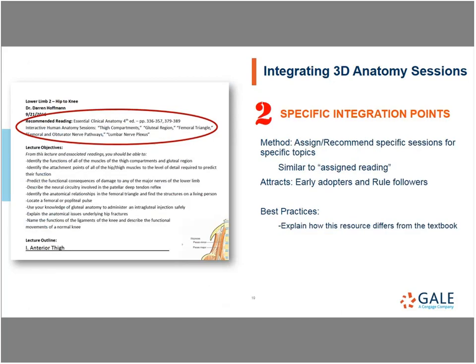If you want to go a little bit further, you could take specific examples of sessions. In this case, you can see this is my lecture handout for a lower limb lecture that I do. In this lecture, I have a recommended reading from a textbook, but I also have recommended viewing or interaction with the human anatomy sessions, and I've listed them out here. These are the sessions I think they should work on. So it's similar to the assigned reading idea that we all probably grew up with when we were in college.